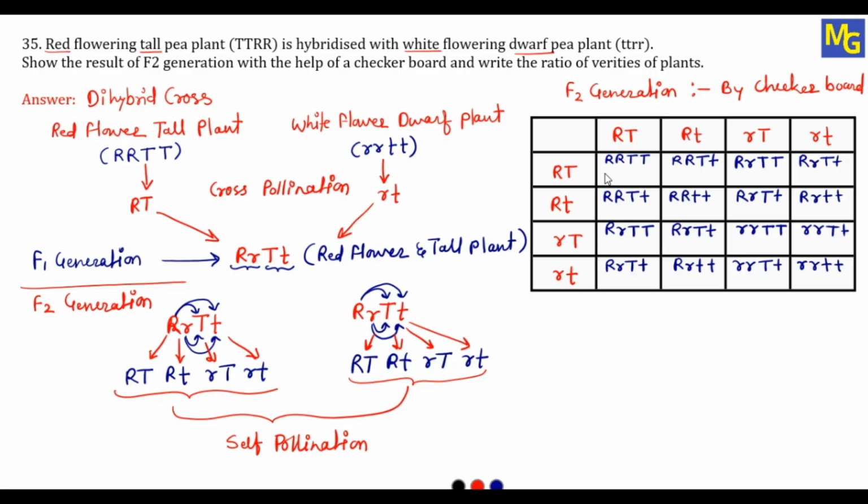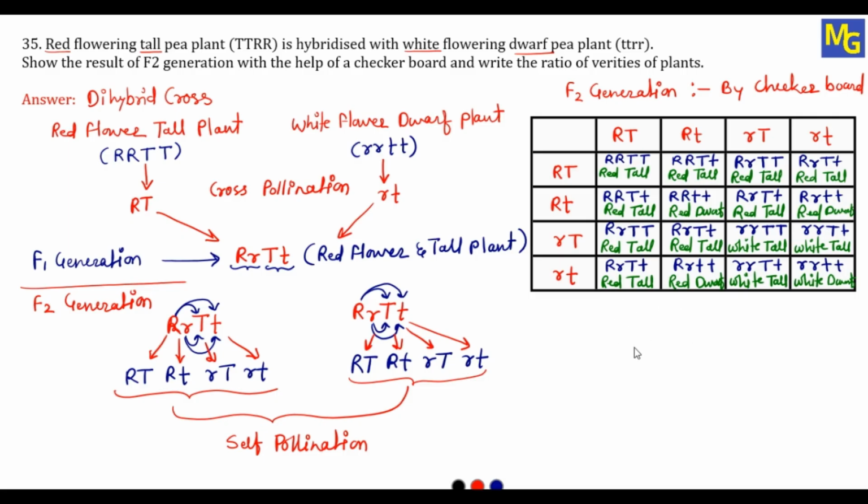So this is red tall. This is red tall. This is red tall. Red tall. The small t means it is dwarf. So we will write it here, dwarf. Then again complete this by writing the dominant and recessive genes. So we have completed this whole checkerboard.